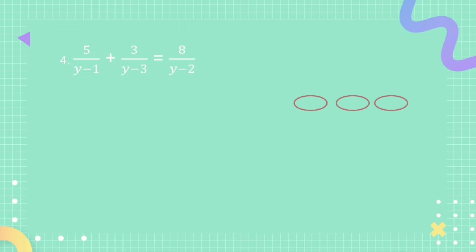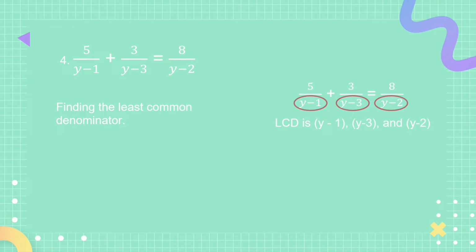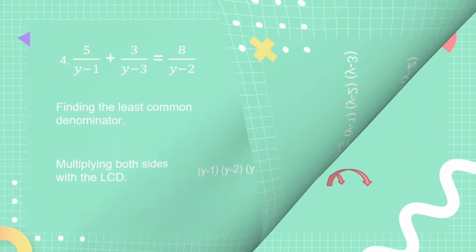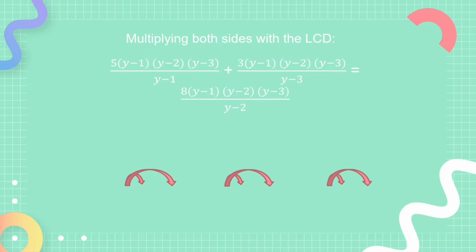For example number 4, it is quite a long process due to its LCD being of greater value, but we have to find it. So first, let us find the LCD since the denominators all differ from each other. We will take all of them as our LCD. Hence, our LCD will be y minus 1, y minus 3, and y minus 2, so that our equation will now look like this. And next, we will multiply and eliminate the fractions.